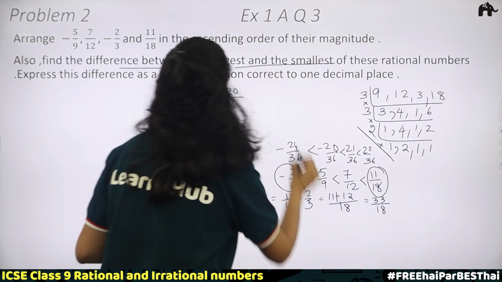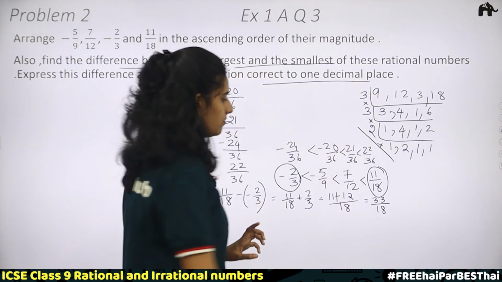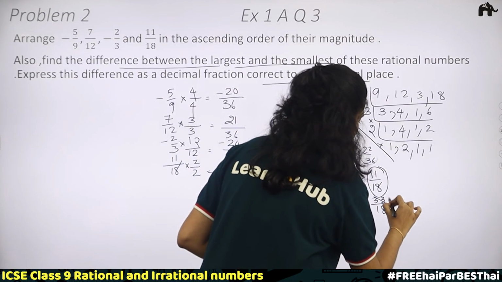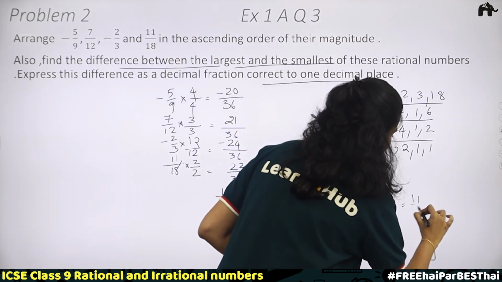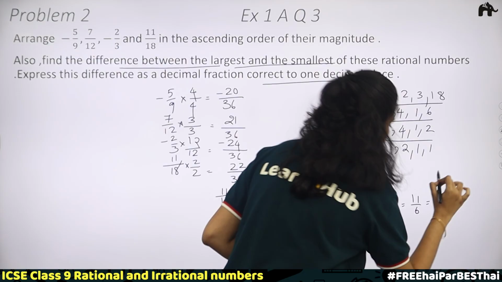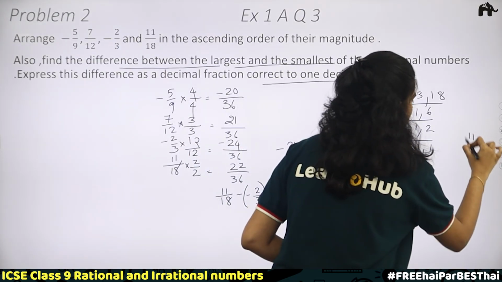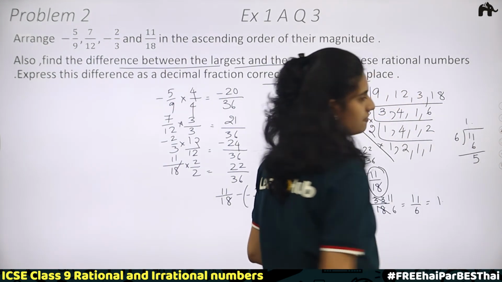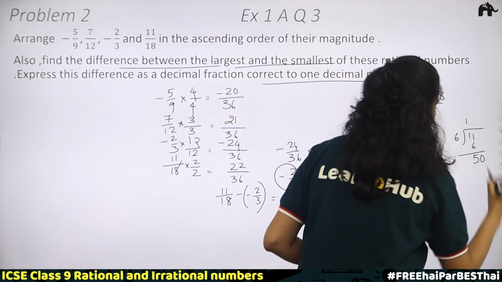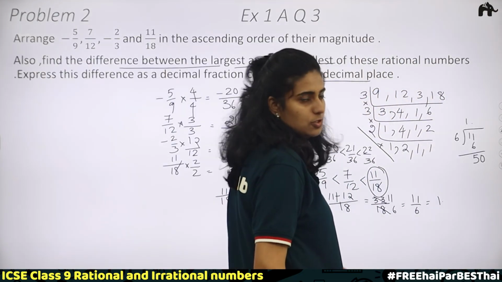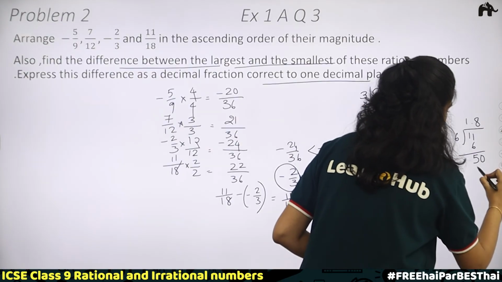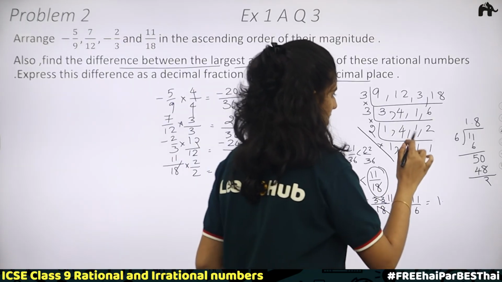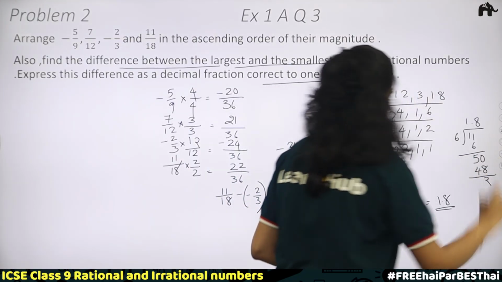We need to find correct to one decimal place. So when you divide, here 33 divided by 18, we can simplify, this becomes 11 by 6. 11 by 6 is equal to 1 point. So when you divide 11 by 6, what do we get? 1.6, remainder 5, 50. 50, how much do we get? We get 8. That is 48. Remainder 2. So you are asked to find only up to the first decimal place. So 1.8 is your answer.